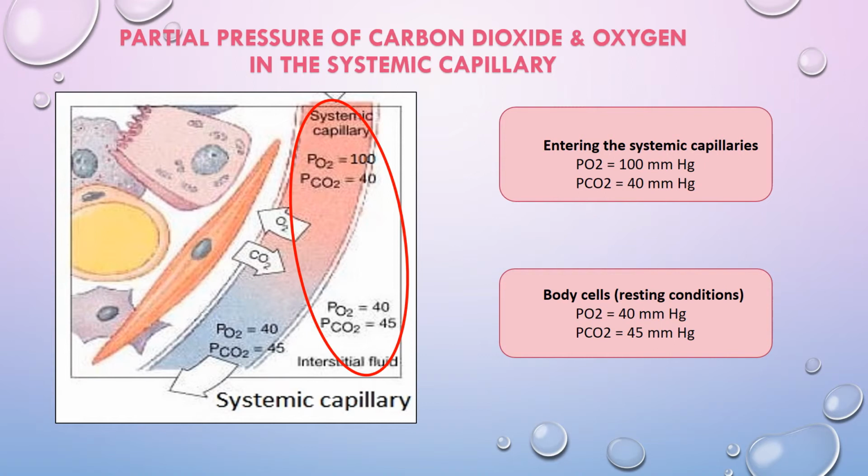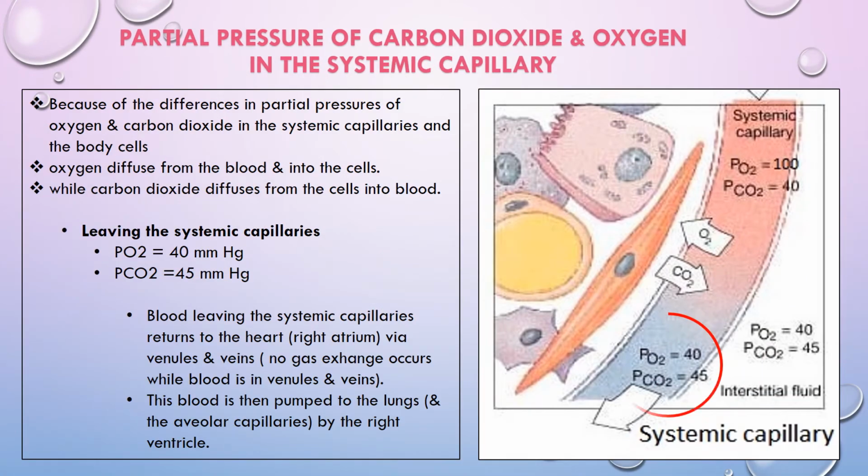Besides, the partial pressure of carbon dioxide in the blood capillary is 40 mm of mercury, and the partial pressure of carbon dioxide in the body cell is 45 mm of mercury, which causes the diffusion to occur from the body cell into the blood capillary. As a result, the partial pressure of oxygen in the blood capillary becomes 40 mm of mercury and the partial pressure of carbon dioxide in the blood capillary becomes 45 mm of mercury. Then, this deoxygenated blood is returned to the heart and pumped back to the lung, and thus the circulation continues.